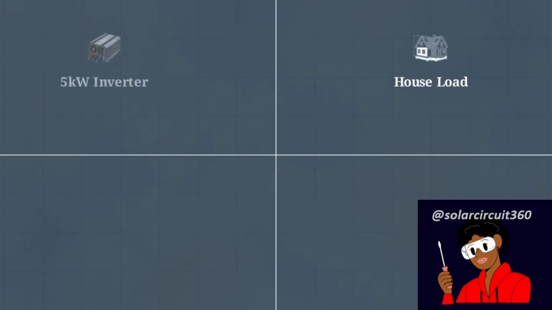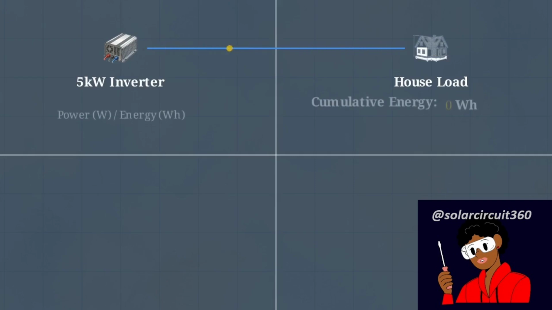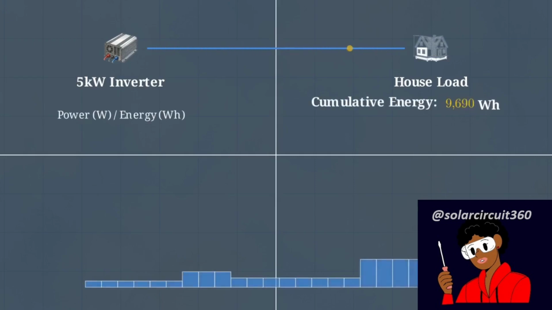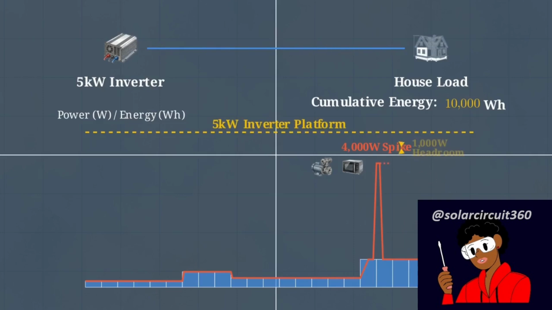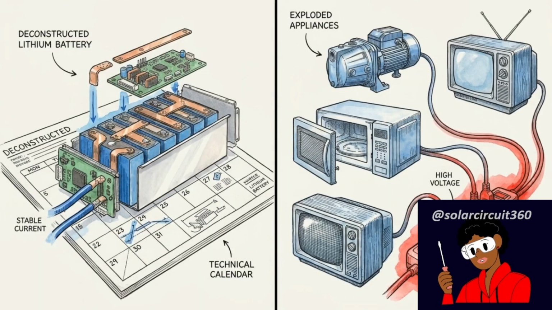The first node energy must pass through is the inverter. Our baseline requirement is 10,000 watt-hours of cumulative energy spread across a 24-hour period, as shown by this filling bar chart. While the energy total is cumulative, the power demand is volatile. This intersecting line graph shows the 4,000-watt spike created when heavy appliances, like a well pump and a microwave, create simultaneous loads. Inverter sizing depends entirely on these peak simultaneous power demands, rather than the total daily energy consumption.